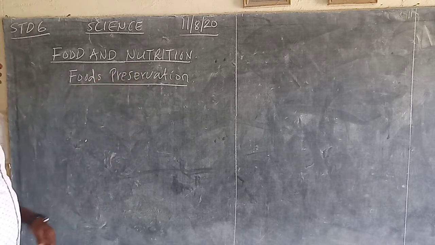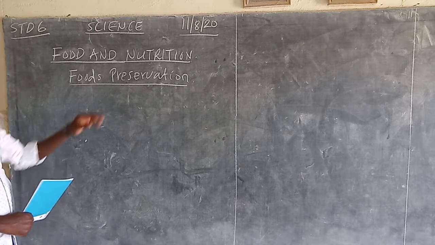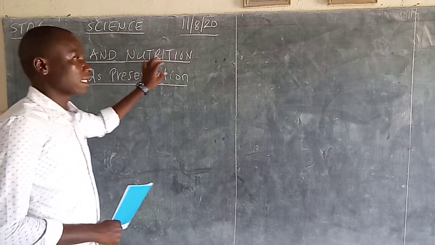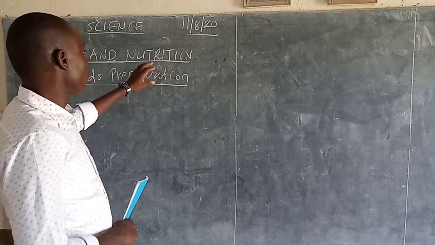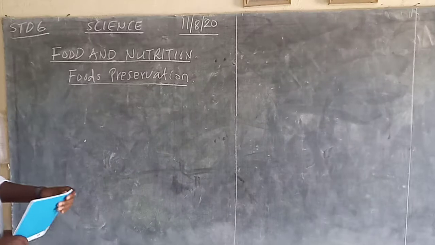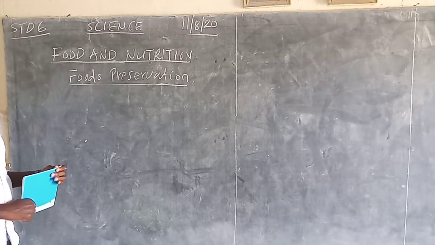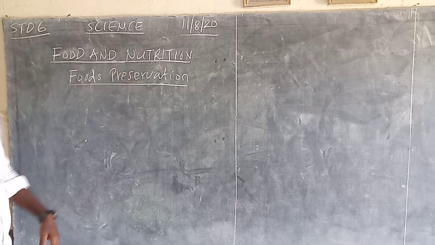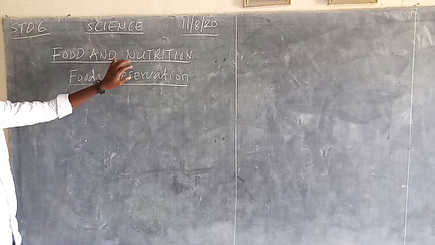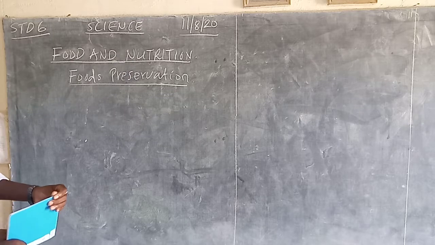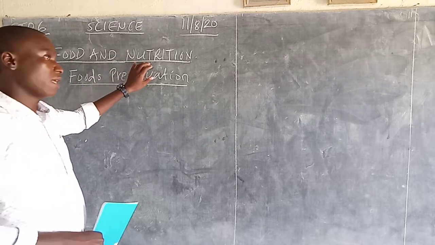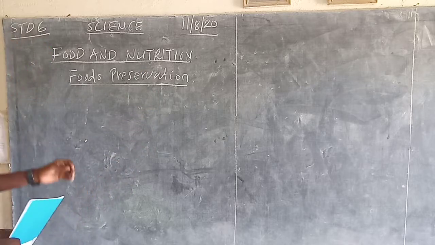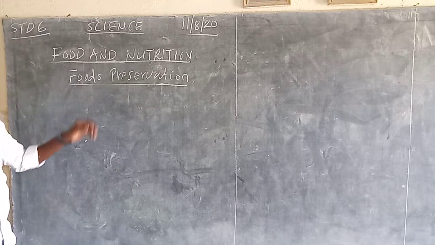And nutrition is something that we also looked at, especially in class 4, where we defined nutrition as a process of obtaining some substances from the food that keep our body healthy. These substances that ensure our body is healthy are called nutrients. So nutrition comes from nutrients. The process of acquiring nutrients is what we call nutrition. At this point, we want to look at how to preserve food.